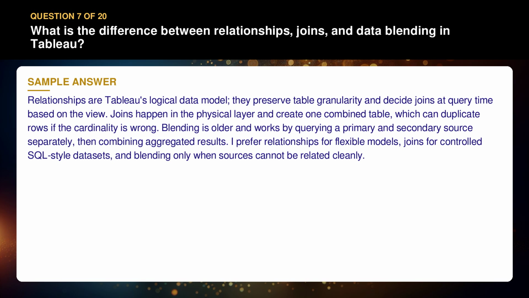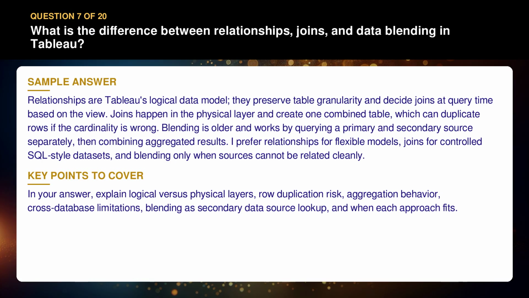Blending is older and works by querying a primary and secondary source separately, then combining aggregated results. I prefer relationships for flexible models, joins for controlled SQL-style datasets, and blending only when sources cannot be related cleanly. In your answer, explain logical versus physical layers, row duplication risk, aggregation behavior, cross-database limitations, blending as secondary data source lookup, and when each approach fits.